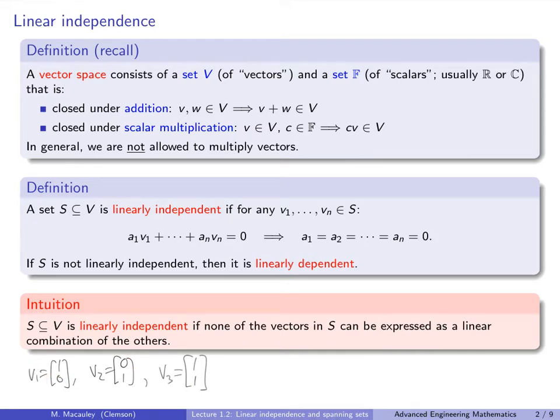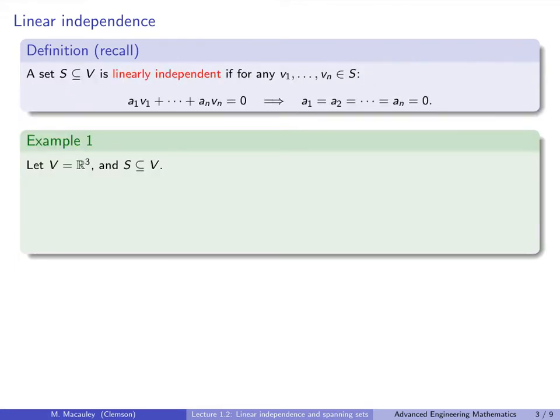In particular, I could write v3 as something times (1, 0) plus something else times (0, 1). It's not hard to see that if you put a 1 there and a 1 there, that does the trick. Again, this is not the definition of what it means to be linearly independent or dependent, but it turns out that it is equivalent. Let's do some more examples. Consider the vector space R3. We'll look at a variety of sets S and see which are independent and which are not.